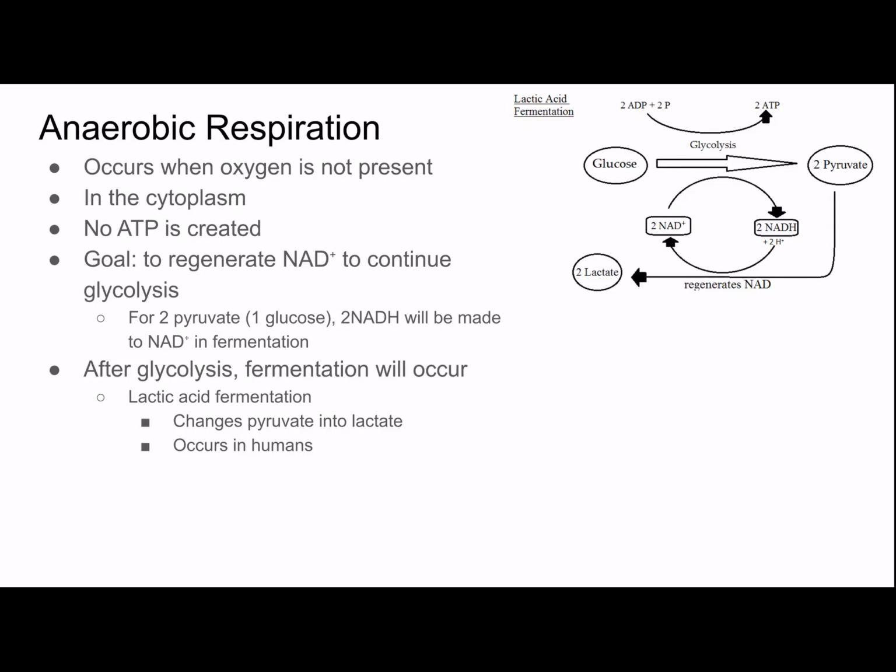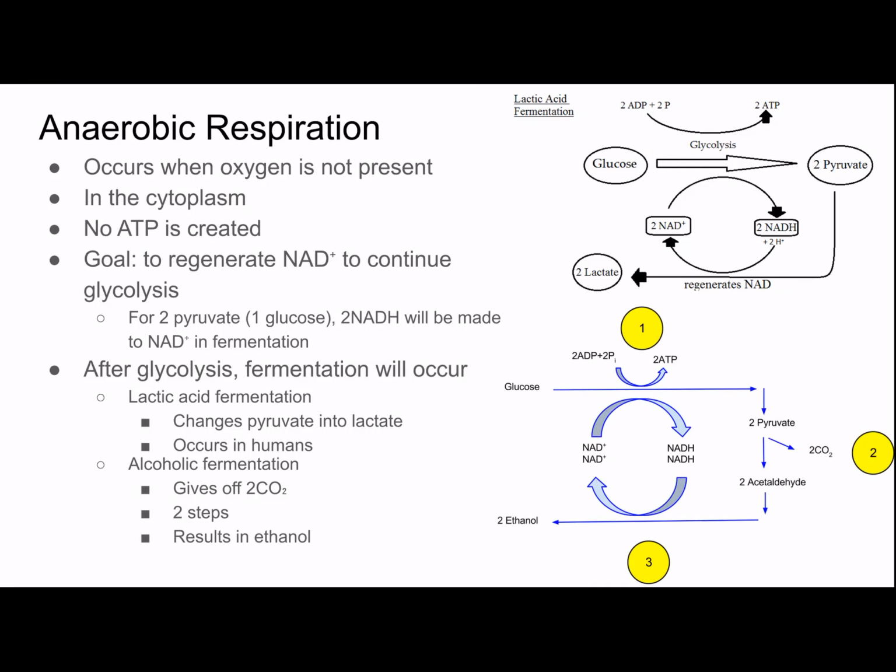And in the picture you can see it's just an overview, but the important thing to keep in mind is the regeneration of NAD+ to be used in glycolysis, to continue the process of glycolysis so that we continue to have ATP for the cell to use. There's also alcoholic fermentation, which gives off carbon dioxide. There's 2 steps to it, and it results in ethanol. So here we have carbon dioxide being removed, an intermediate molecule, and then ethanol.